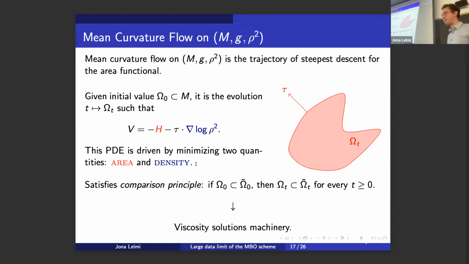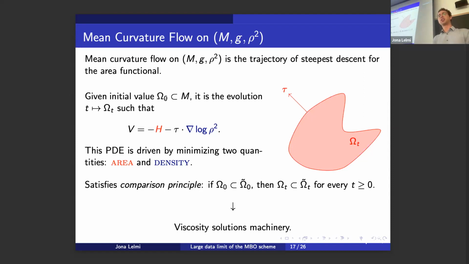But if you believe this, let me introduce mean curvature flow on a weighted manifold. Mean curvature flow on a weighted manifold is nothing but the trajectory of steepest descent for the weighted area functional. And if you write down the PDE, it reads as follows.